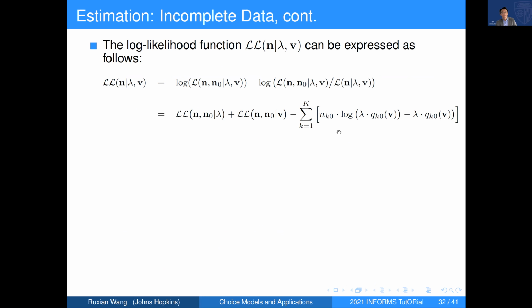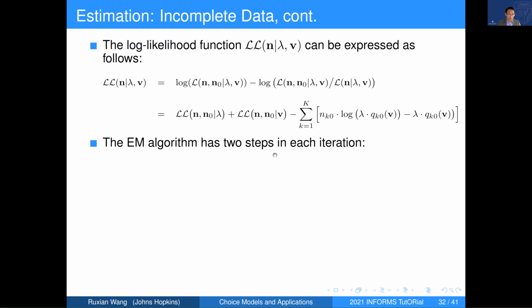All right. Again, we take the log likelihood function. You can see we try to connect the log likelihood function on the incomplete data to the one on the complete data, because we already derived a very good structure, very good properties for the complete data case. Right? We want to connect these 2 problems.